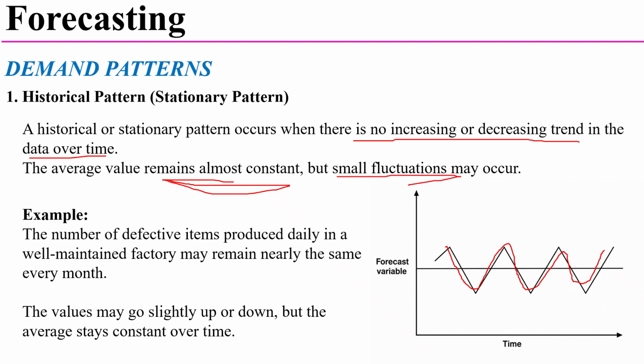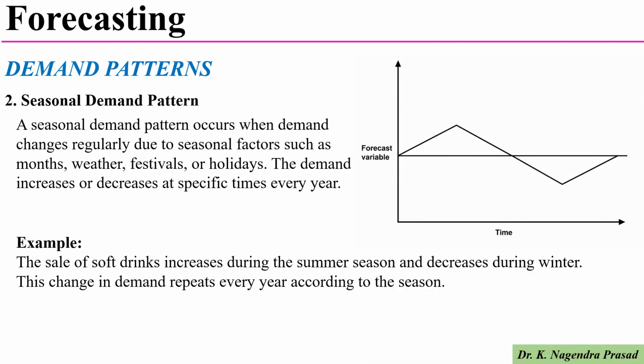Let's see one example. The number of defective items produced daily in a well-maintained factory may remain nearly the same every month. The values may go slightly up or down, but the average stays constant over time. This is what we call the stationary pattern or historical pattern. The next demand pattern is the seasonal demand pattern.